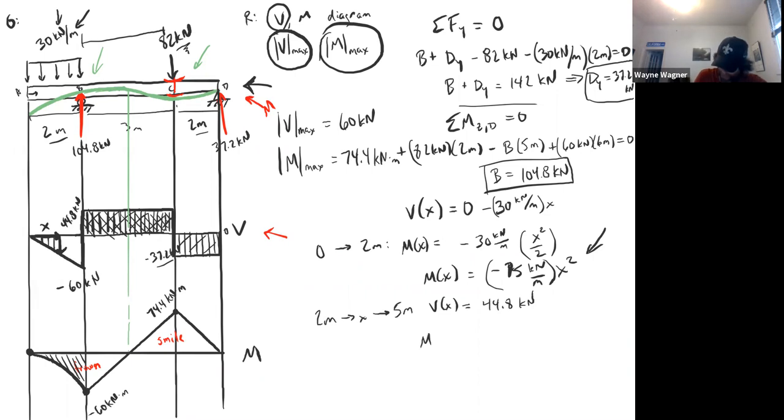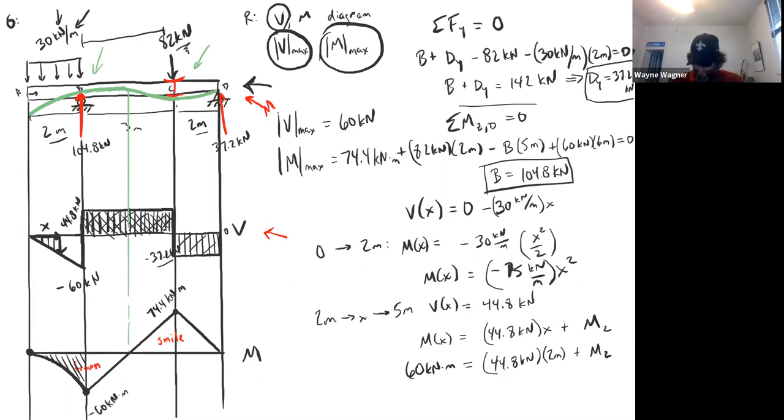So if we want the moment of x, we just got to integrate that. So that's 44.8 kilonewtons, integrate that, so it's going to be multiplied times x, plus some moment. That's your plus C. I'll just call it M2. And so we have to say, when x is 2 meters, 44.8 kilonewtons times 2 meters, this moment needs to kick out 60 kilonewton meters, plus M2.